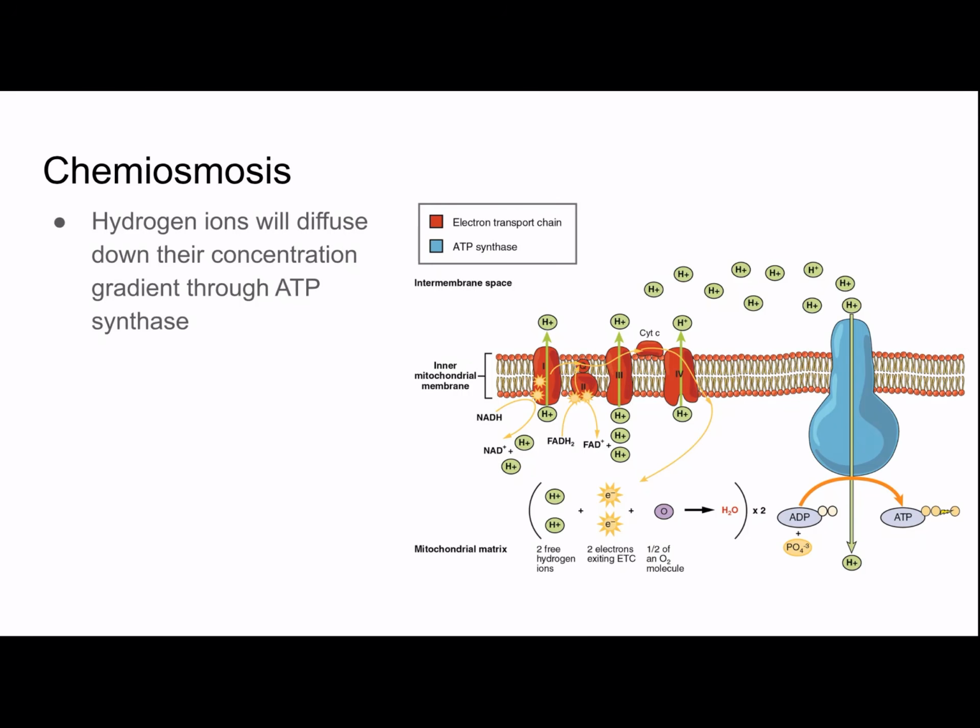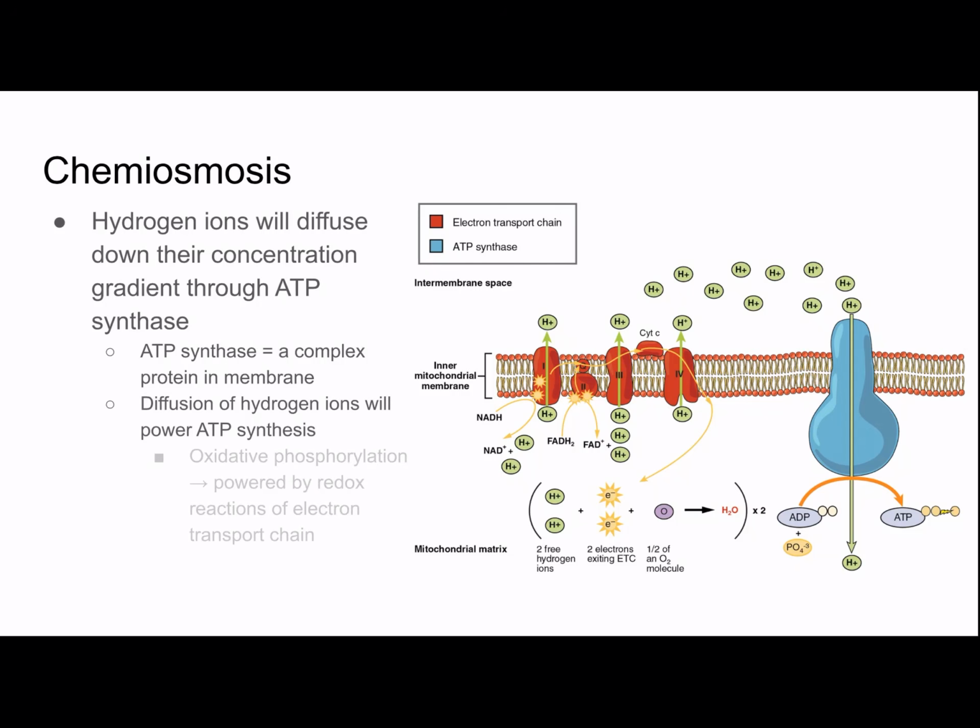It's important to note that the internal membrane of mitochondria is impermeable to hydrogen ions, so they can't just simply diffuse through it. They need to use a protein. And in this case, they'll use ATP synthase, which is a complex protein in the membrane. The diffusion of hydrogen ions will power ATP synthesis. And this is called oxidative phosphorylation.